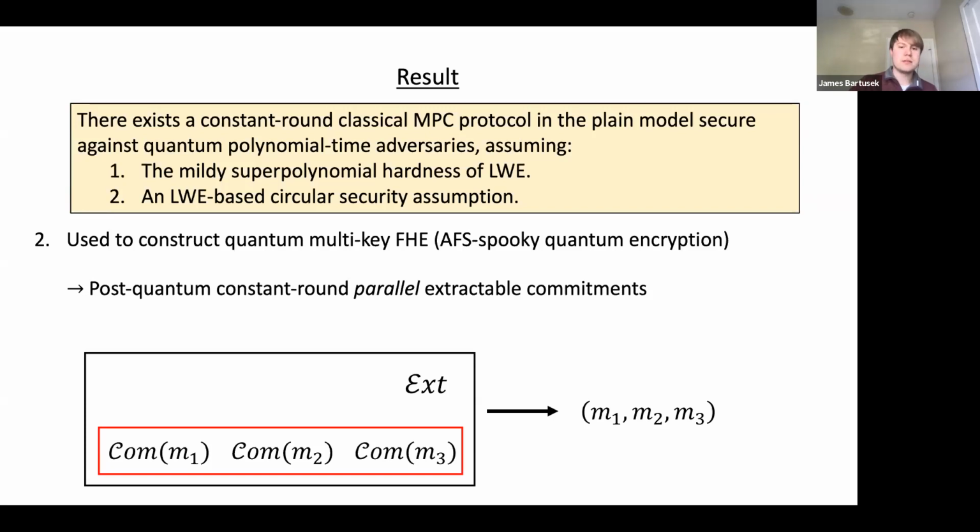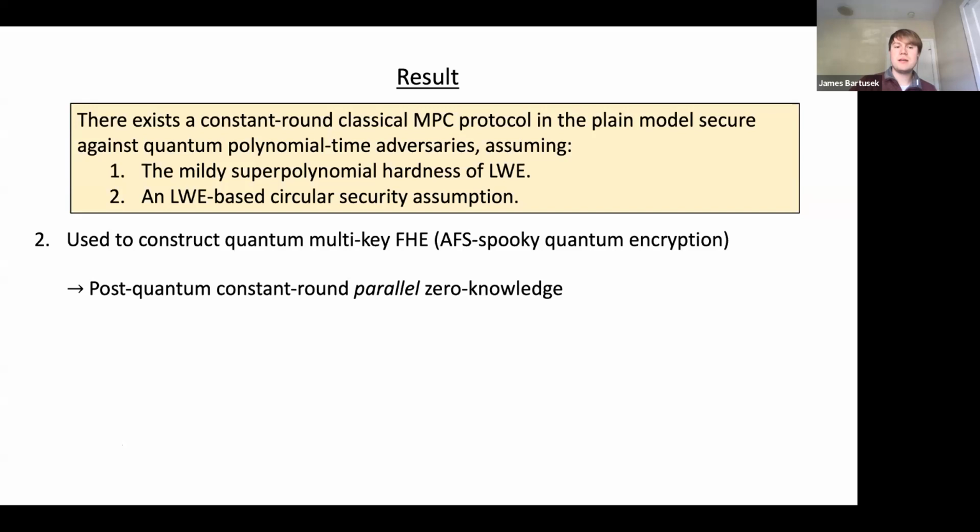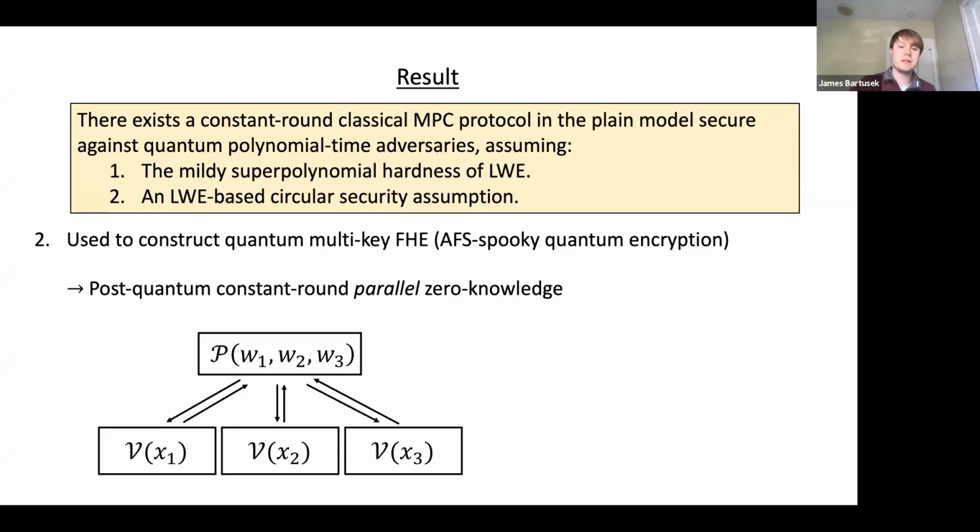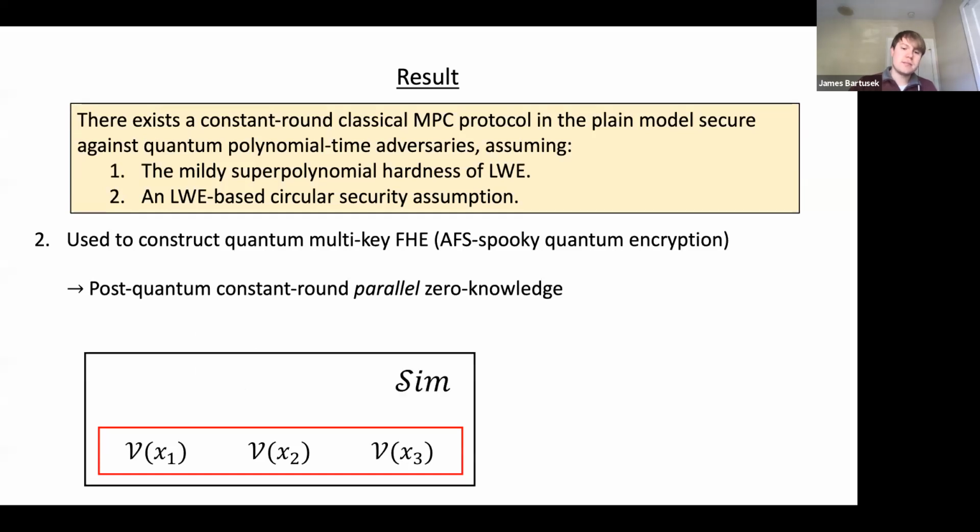We also use this quantum multi-key FHE to build parallel zero knowledge. It's a similar setting where we have multiple verifiers interacting with one prover. If they're all corrupted at the same time, there's still going to be a simulator that simulates their view. Okay, so these tools, this parallel zero knowledge, this parallel extractable commitment, these non-malleable commitments, we combine all of these to end up with our constant round MPC protocol.